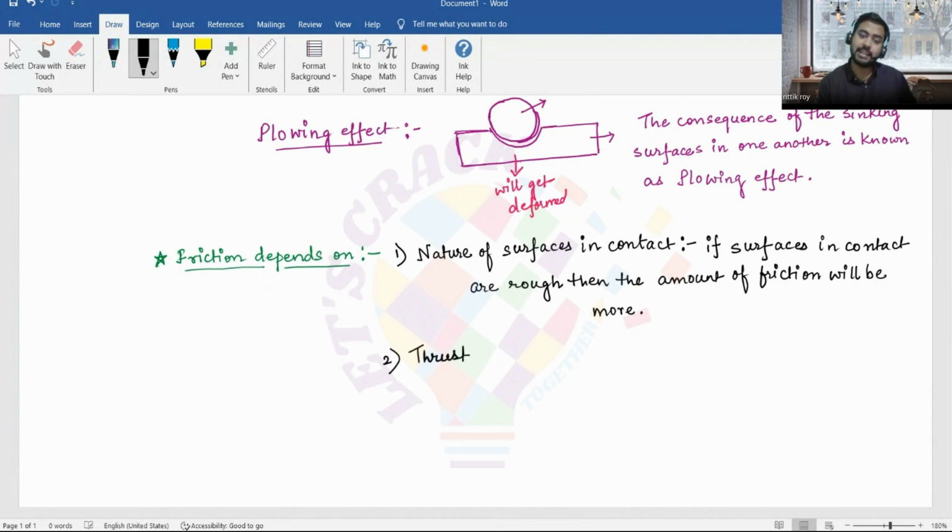Now what is thrust? First let us understand that. Suppose this is an object, and the force that we are applying on it is perpendicular to the surface. This perpendicular force acting on the surface is known as thrust. So how does thrust affect friction?